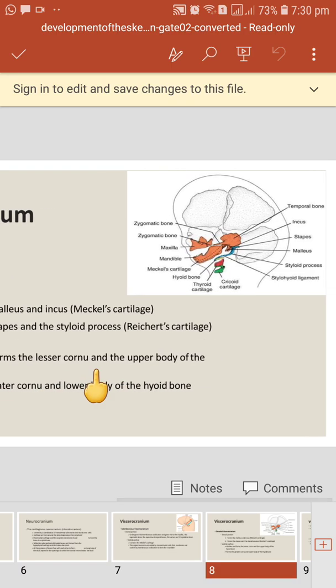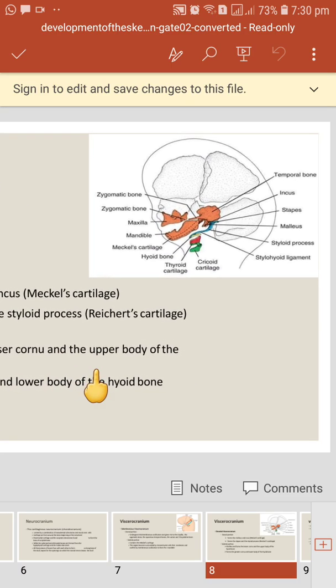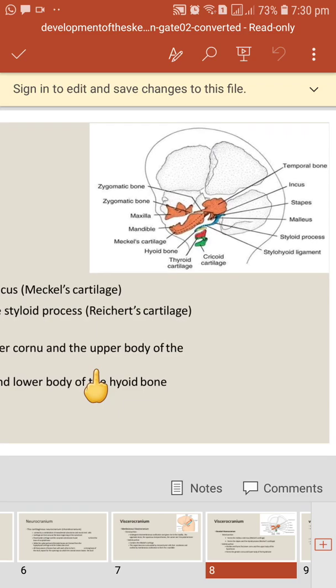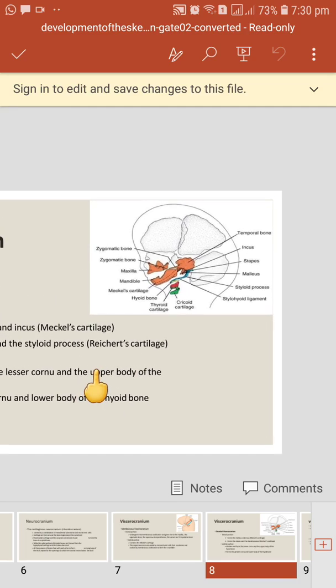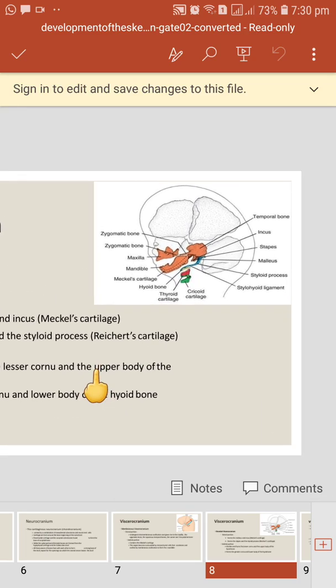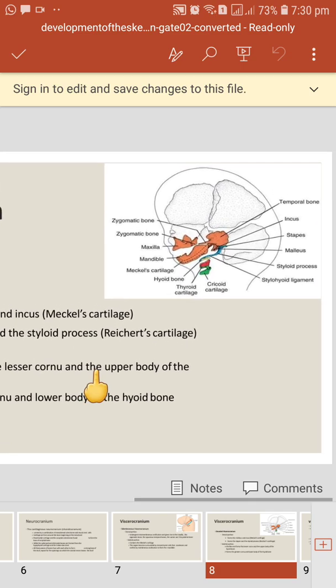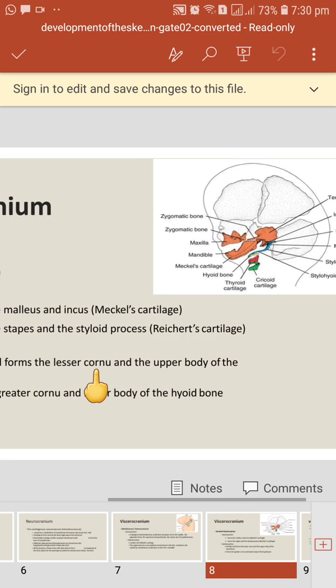In this diagram, you can appreciate the zygomatic bone, the maxilla, mandible, Meckel's cartilage. Then we have the hyoid bone, thyroid cartilage, cricoid cartilage, malleus, stapes, and incus.